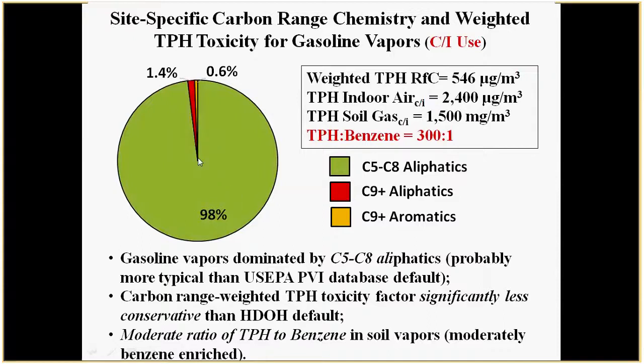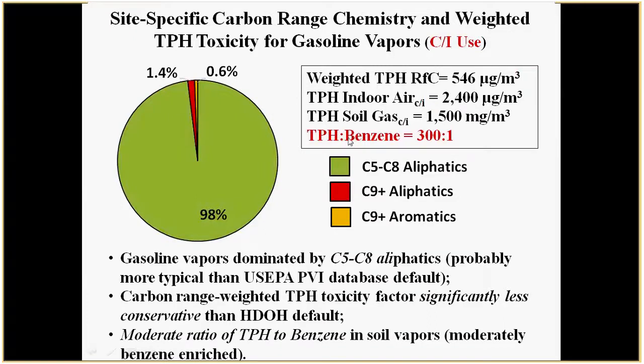It was worthwhile to actually get carbon range data for this site. The weighted reference concentration calculated for the site was much higher than what our default means. It was half again as toxic as we assume in our default. So our TPH screening level for indoor air for commercial industrial is fairly high, 2,400 micrograms per cubic meter. You could definitely smell that, but it is definitely less stringent than our default. We divide this by our subslab attenuation factor for cold climates and get a subslab screening level for TPH as gasoline of 1,500 milligrams per cubic meter, pretty high.